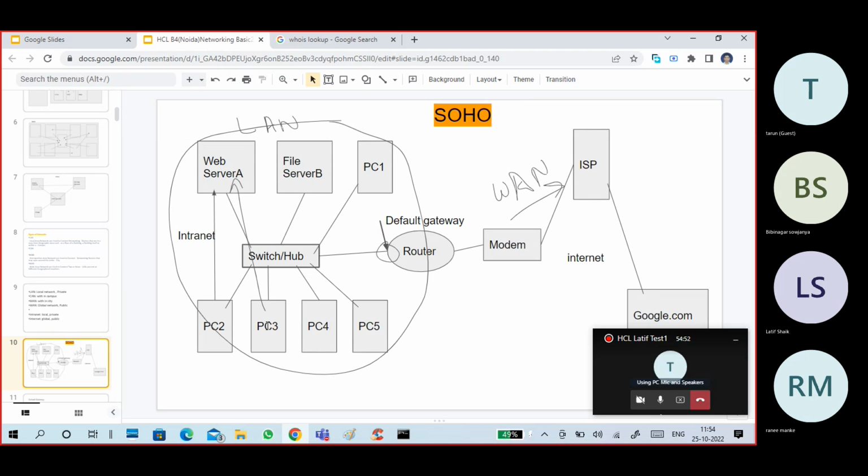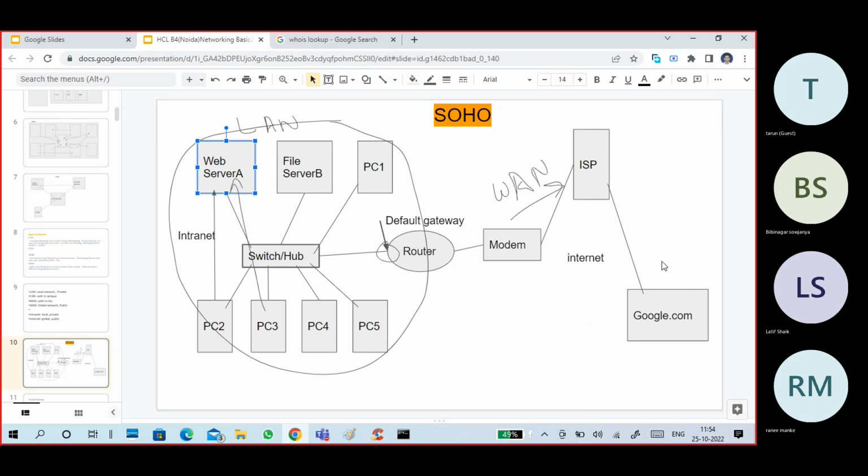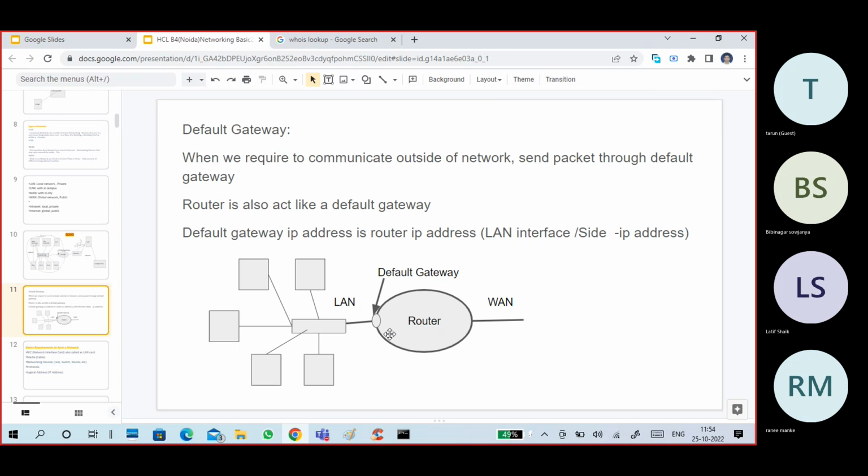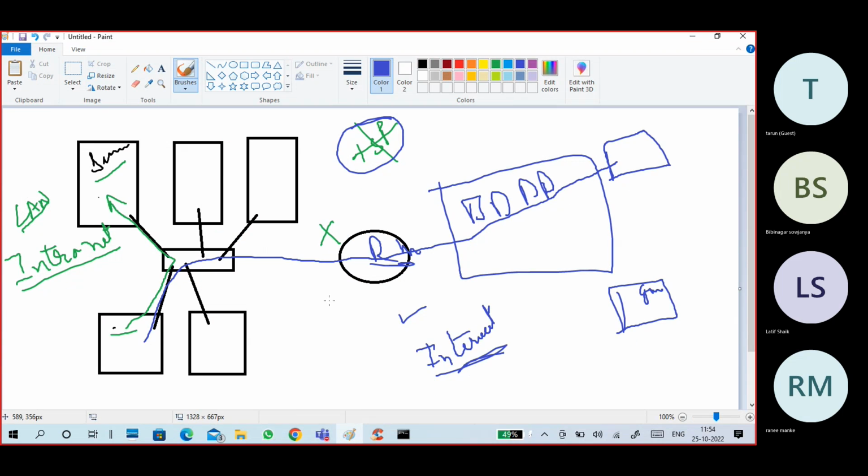Okay, this is like PC3 to server A, intranet. For example, you are communicating outside, that is intranet. And of course, the default gateway explanation is also there. When you are communicating, I will tell about the default gateway. One second, I will draw this one.